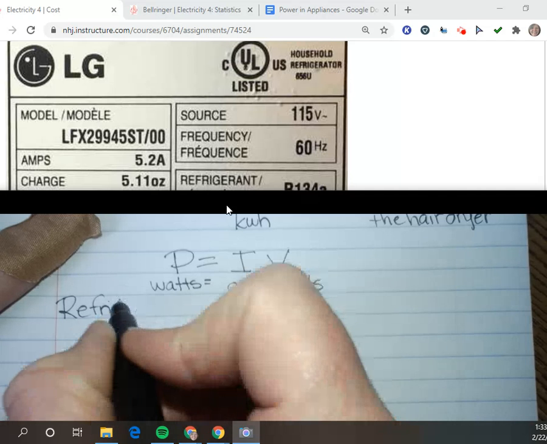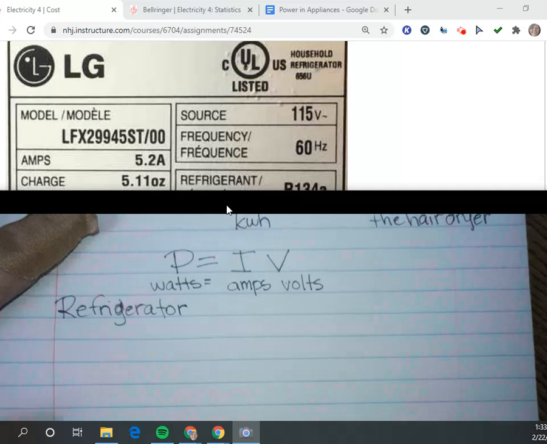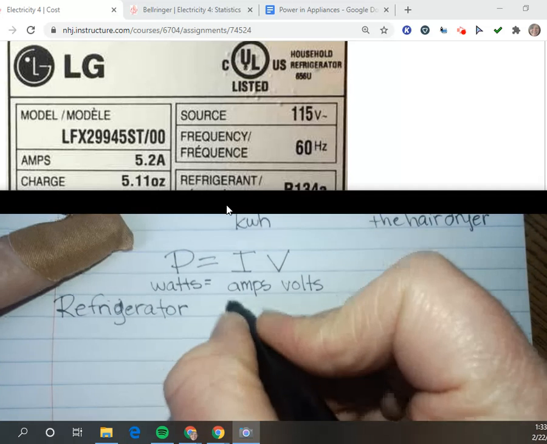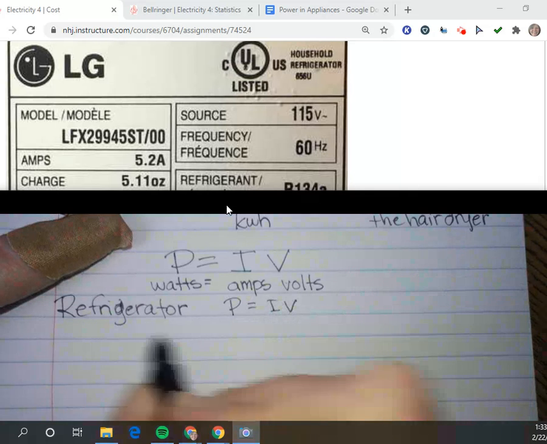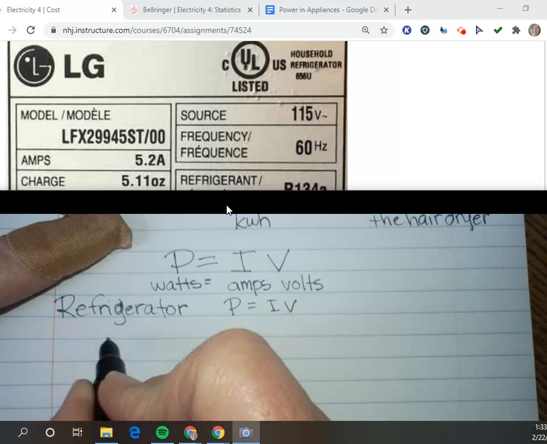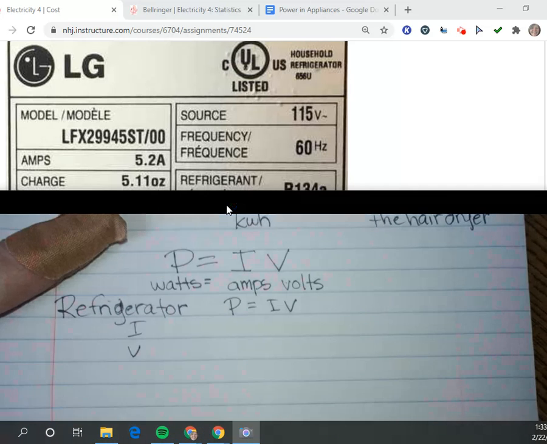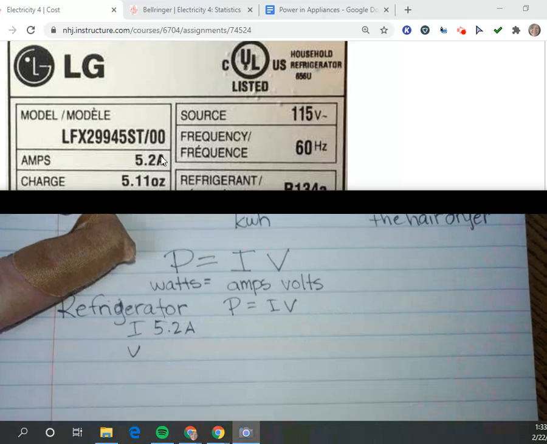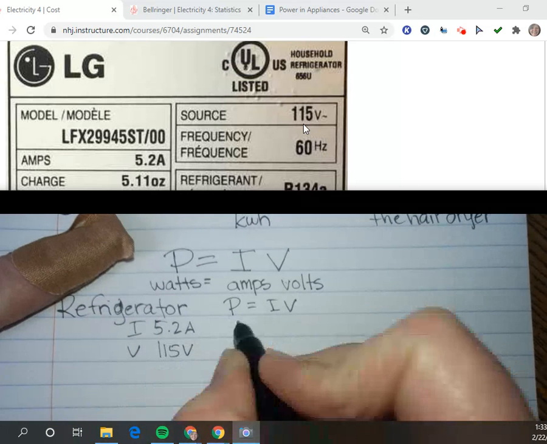Refrigerator. And I spelled it wrong. All right. So power equals IV. I'm looking for the power. So my I and my V, if I look right here, is my amps, 5.2 amps. My volts are right here, 115 volts. I'm going to plug that in.